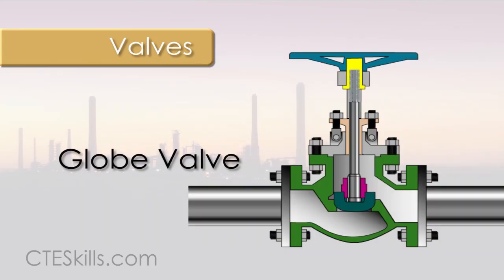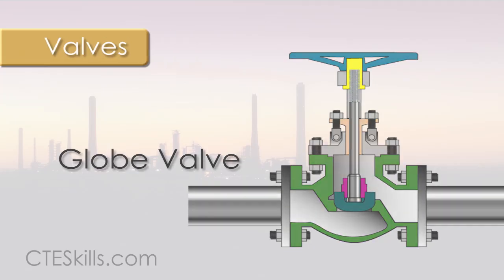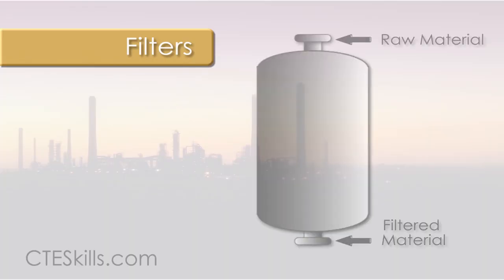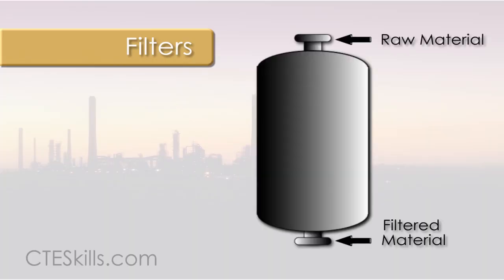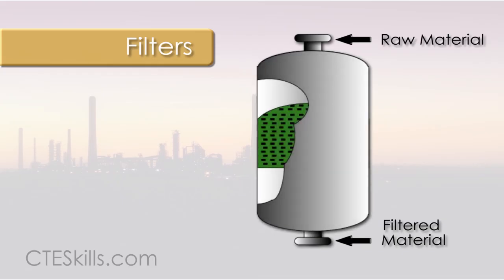A globe valve places a movable metal disc in the path of the process flow. The disc is designed to fit into the seat and stop flow. Any device that separates one substance from another would be considered a filter. In the chemical industry, a porous material is used to separate solid particles from liquid.